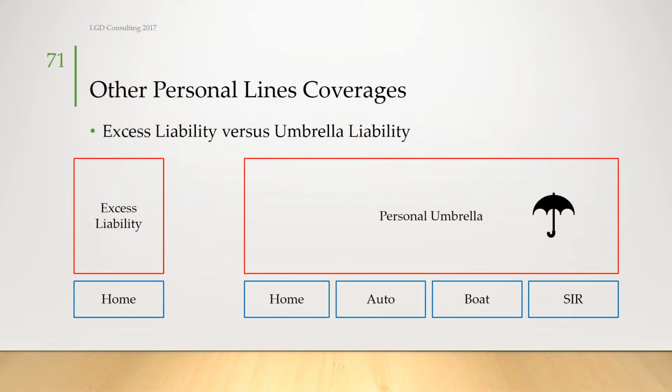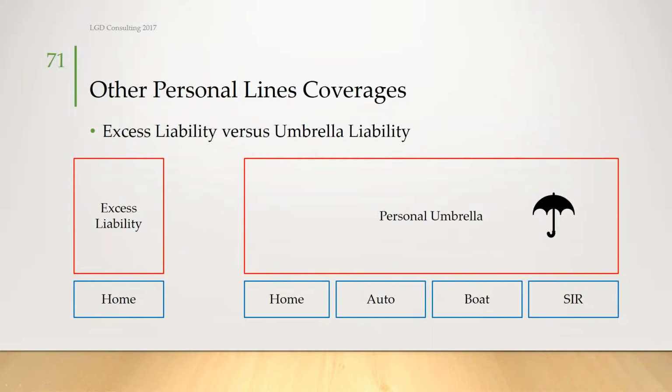Other personal lines coverages: excess liability is additional liability over one line. I'm in the San Francisco Bay Area, so there's a lot of people who live in the city that don't own cars. But they do want additional liability to cover them and their actions anywhere in the world, and so they buy excess liability. And excess liability, as you can see, clearly only covers additional liability over one line of coverage. So when you hear umbrella, personal umbrella, think of higher limits, broader coverage.